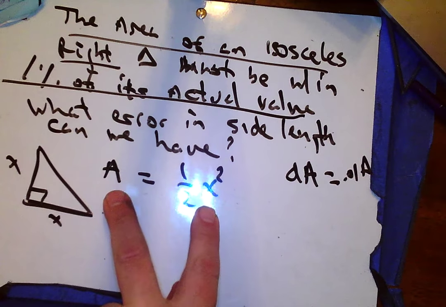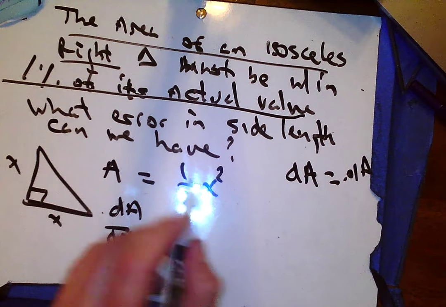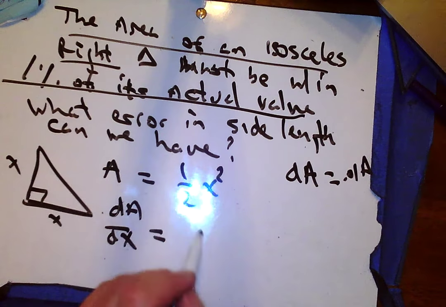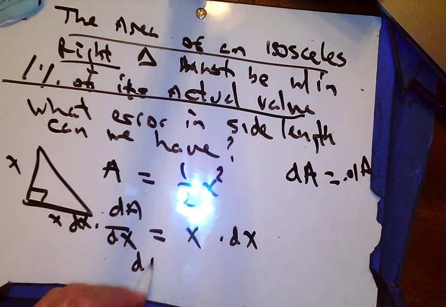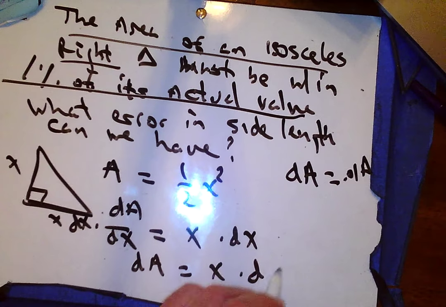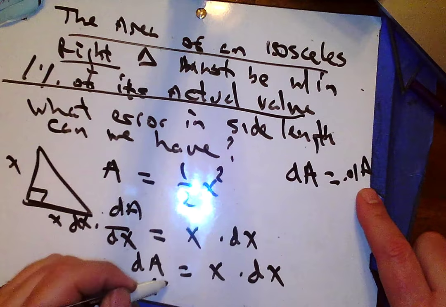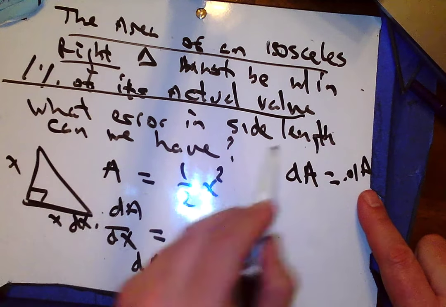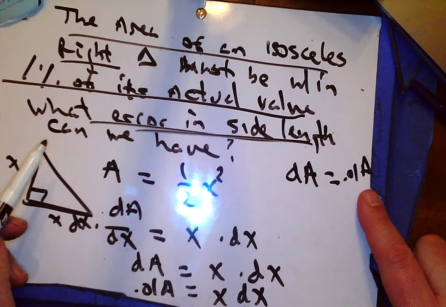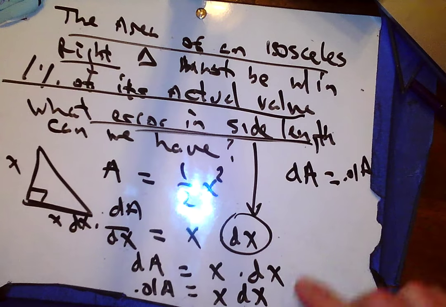Let's take the derivative of both sides with respect to x. I'll have dA dx on the left side. And on the right side, when I bring down that 2, I might just have x. So if I multiply by the differential dx, I get dA equals x dx. And now I can replace dA with 0.01A equals x dx. And what am I trying to solve for? What's the error in side length called? Oh, the error in side length, the change in side length, is dx. So I want to solve for this.